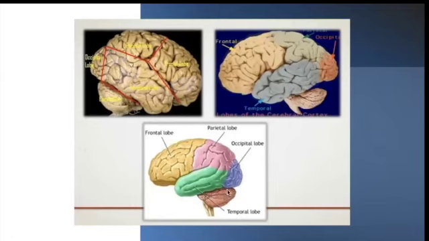So the most posterior one is the occipital lobe. This one here is the temporal lobe in green. The one in pink is the parietal lobe, while the one in yellow is the frontal lobe. And we can now see it here as well. So the blue one is the temporal lobe. The one that is most posterior is the occipital. The greenish one here is the parietal, and the yellow one is the frontal.